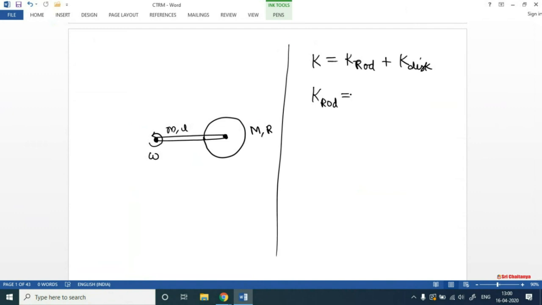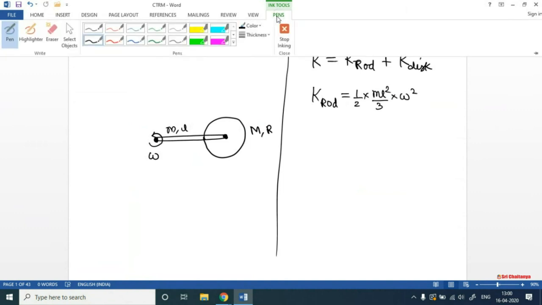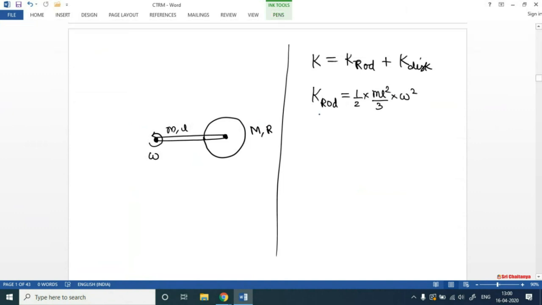So its kinetic energy would be equal to half, and its moment of inertia about its end is going to be mL² by 3, into omega square over here. So that is the kinetic energy of the rod. The real challenge here is to write the kinetic energy of the disk.